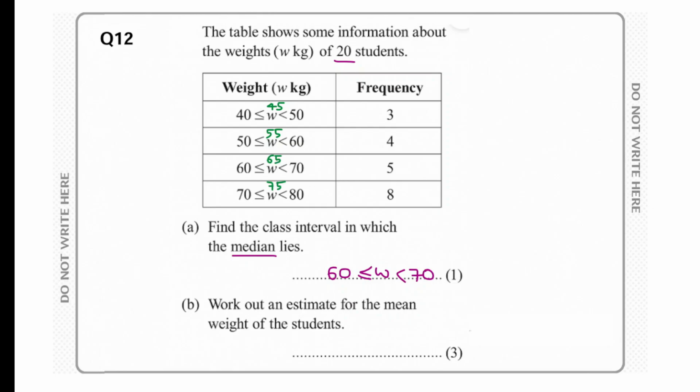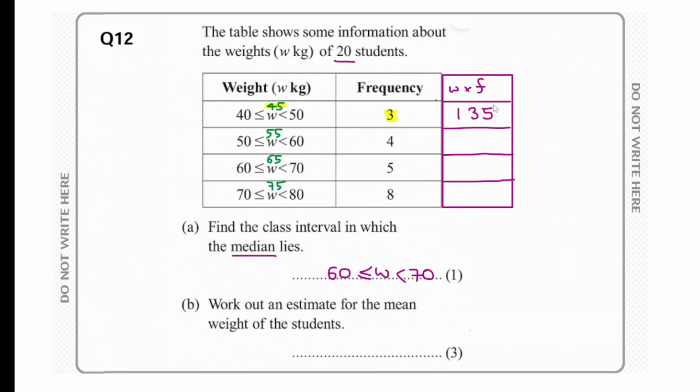Now, you know the weight, you know the frequency, so we are going to add another column at the end. We are going to use this column to multiply the weight by the frequency. So let's do that. 45 multiplied by 3 is 135. 55 multiplied by 4. Now that's easy. Multiplying by 4 is double and double again. Double 55 is 110. Double 110 is 220.